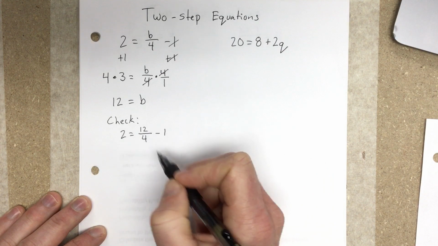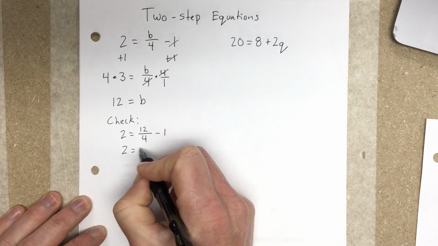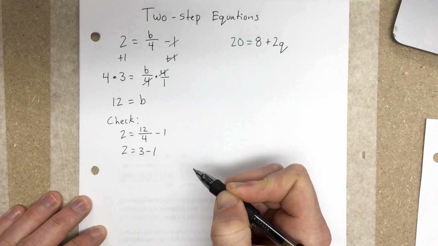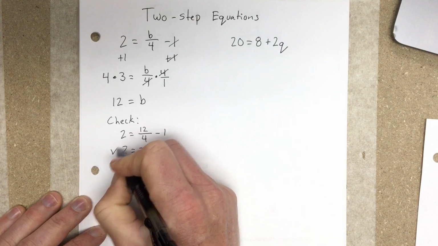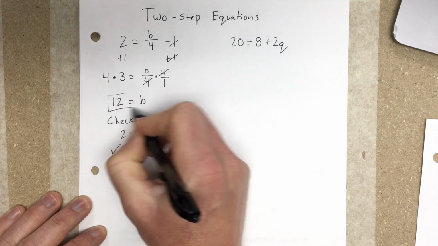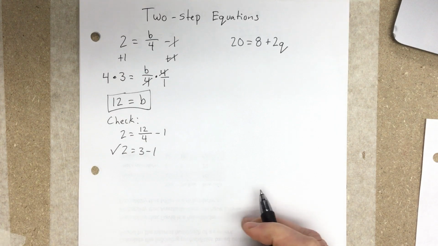12 divided by 4, that's 3. So I have 2 equals 3 minus 1. Well, we know 3 minus 1 is 2, so that checks out. So 12 was the solution.